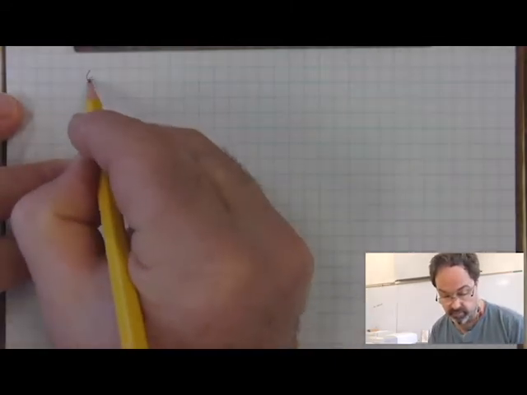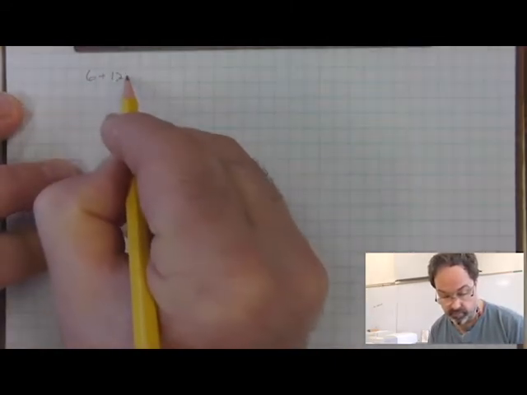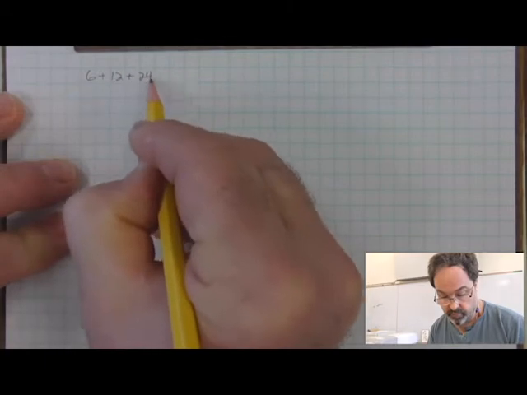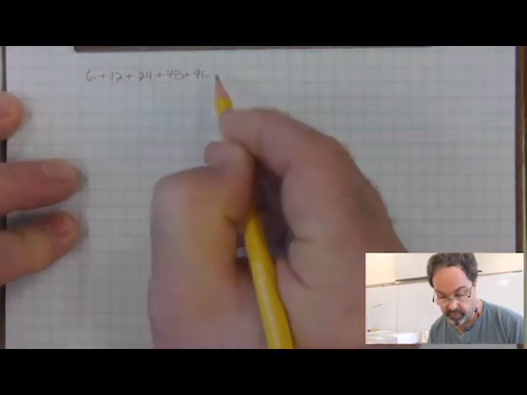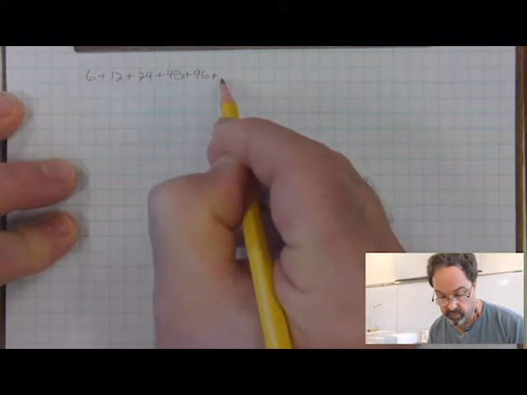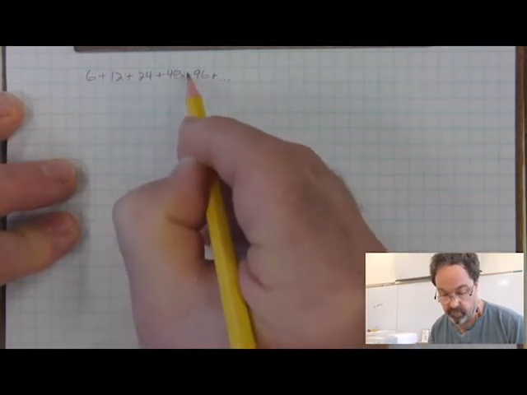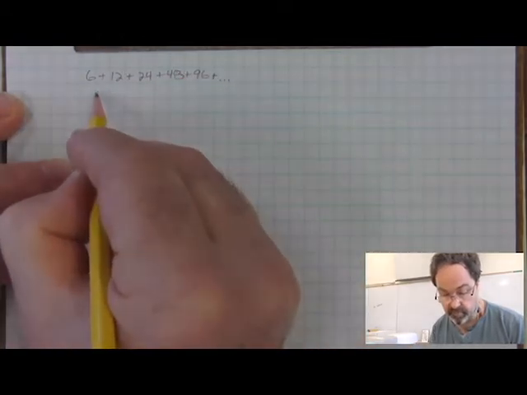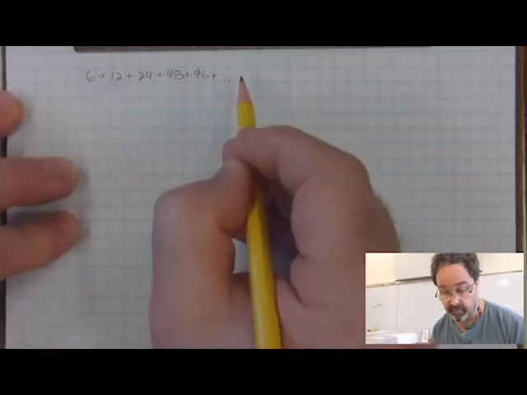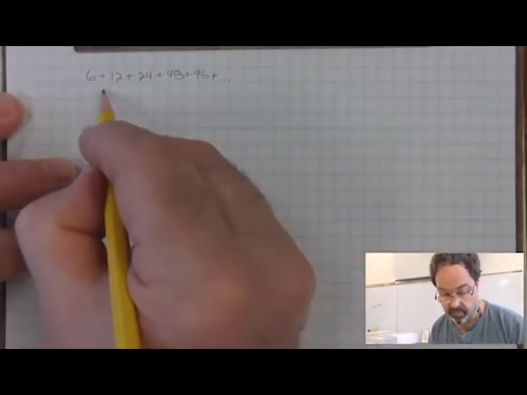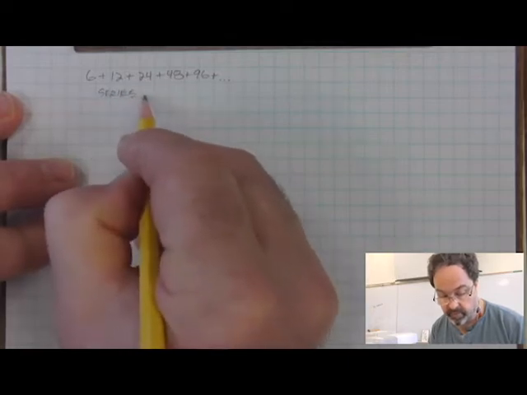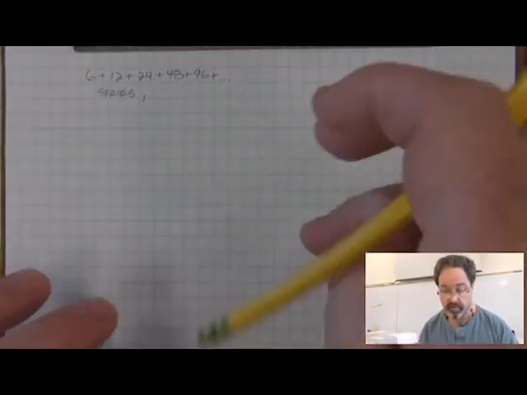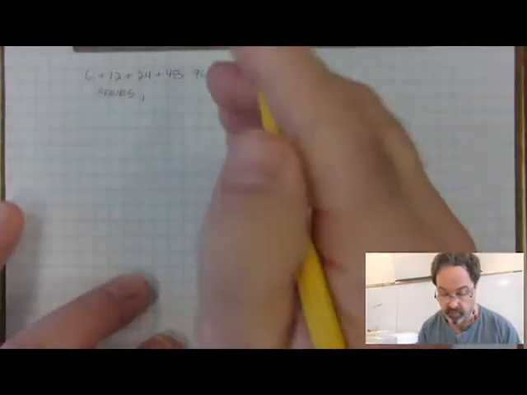Let's take a look at something. 6 plus 12 plus 24 plus 48 plus 96, and this keeps going. We have a series because it's not simply a sequence of numbers, we're adding them together. We could analyze this series to see if there's a pattern that generates the term values.